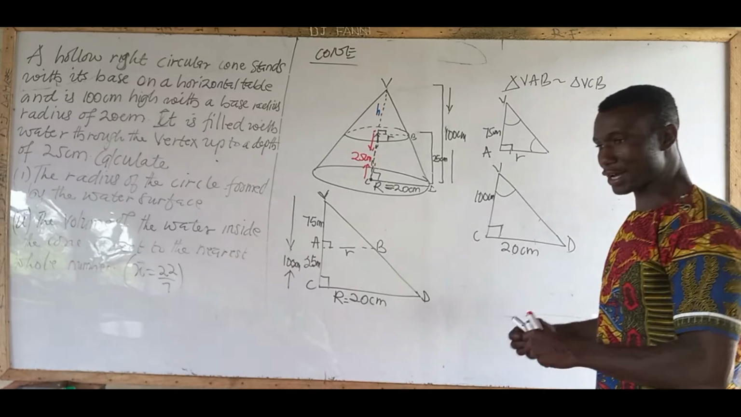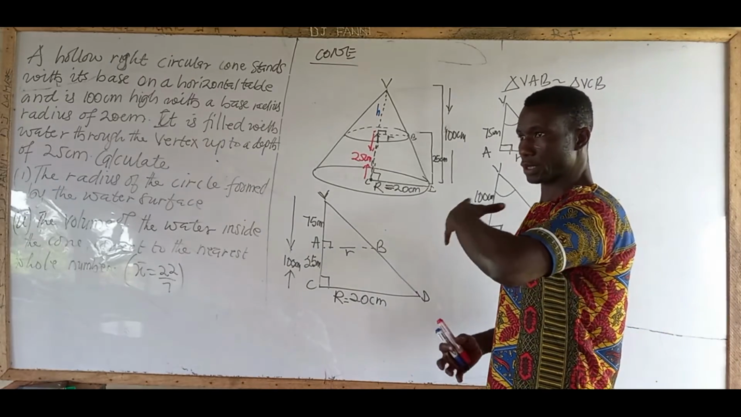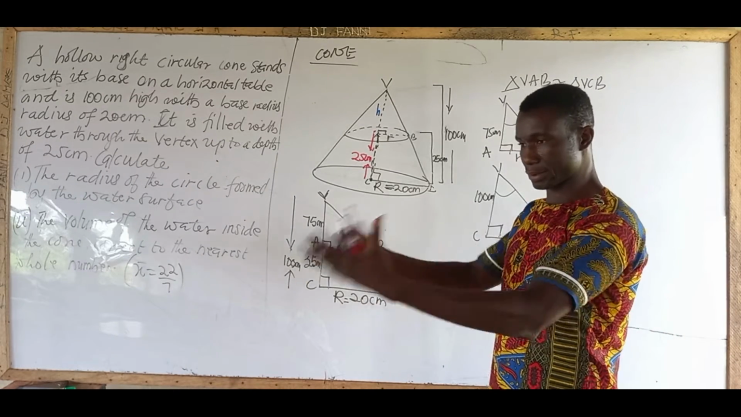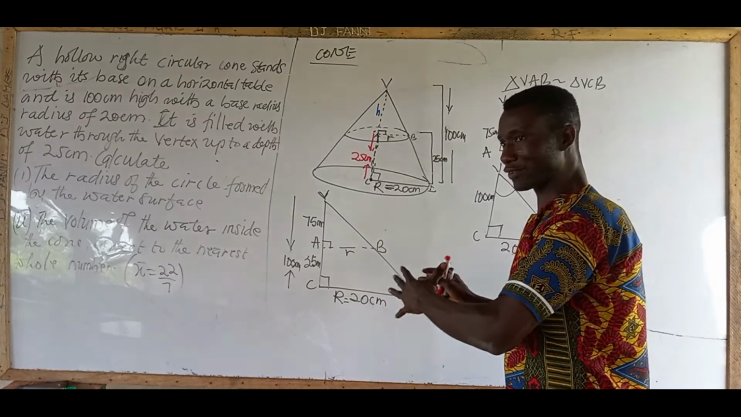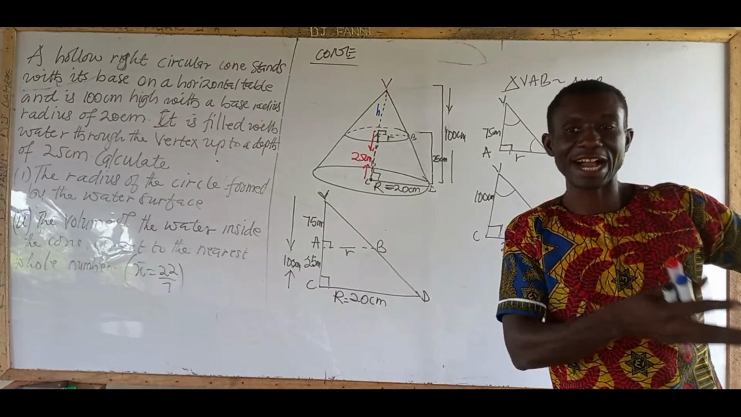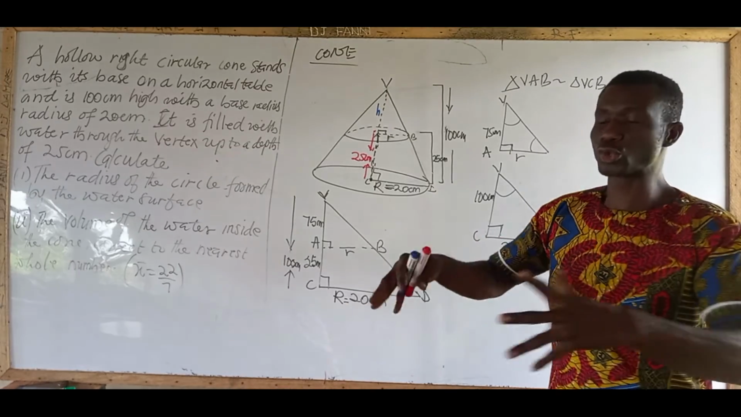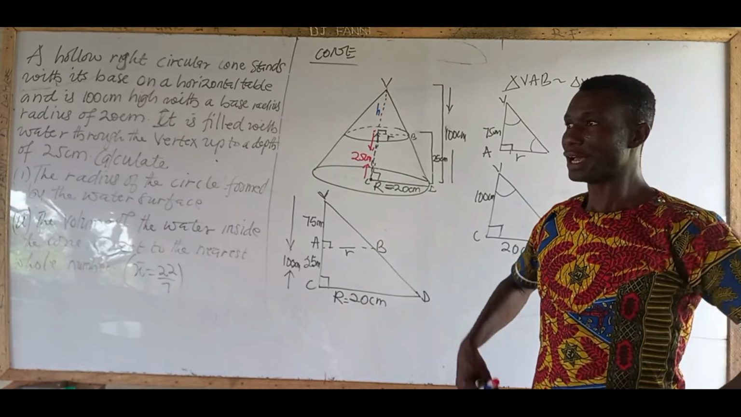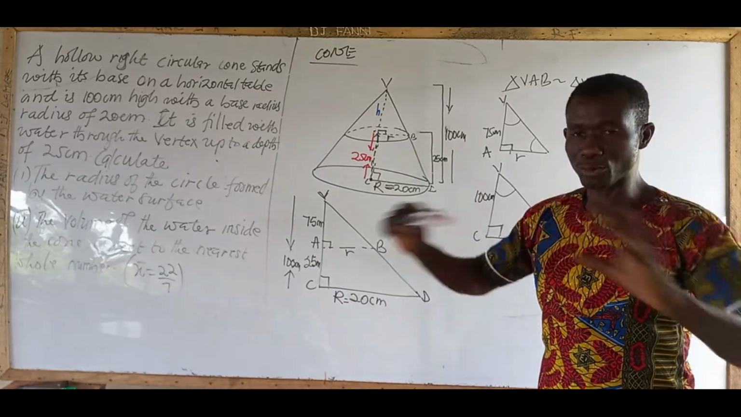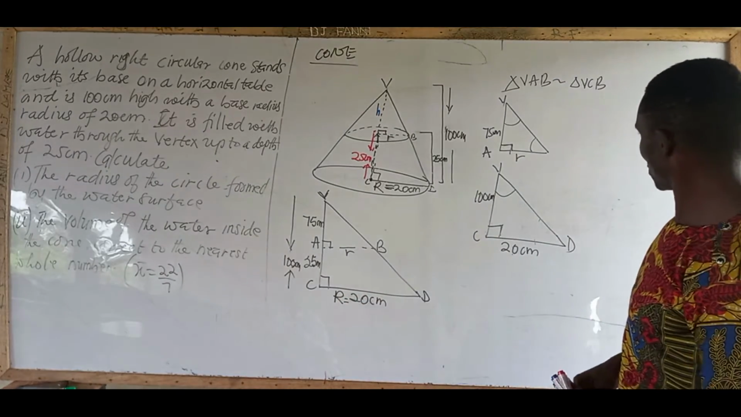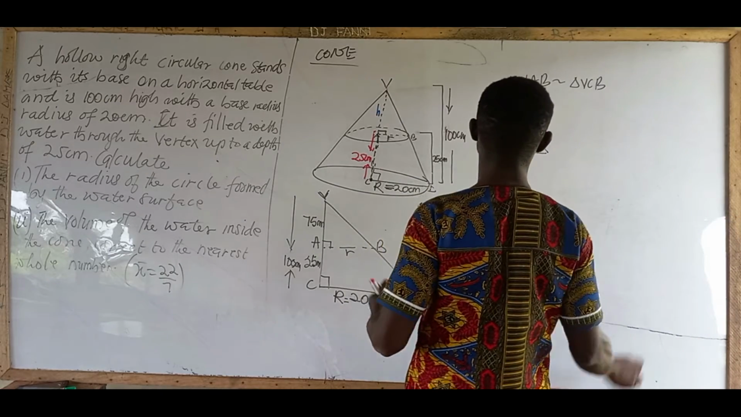Every triangle has 3 interior angles. If the interior angles of a particular triangle are equal to the interior angles of another triangle, those two triangles are similar. And the ratio of their corresponding sides are equal. So we shall use that.